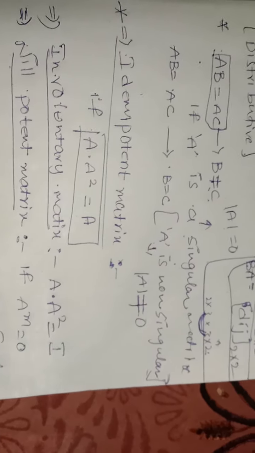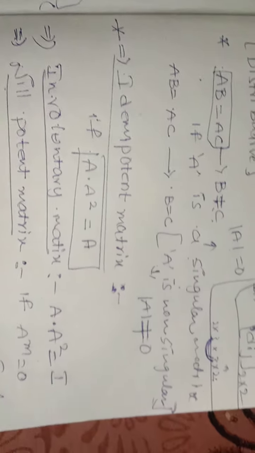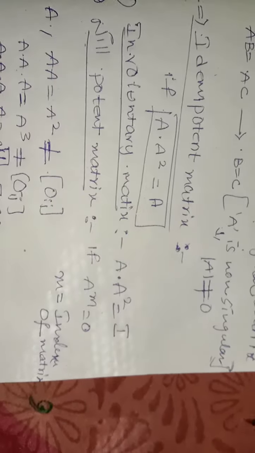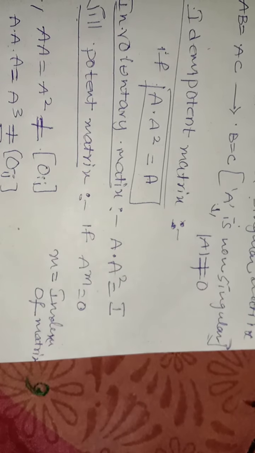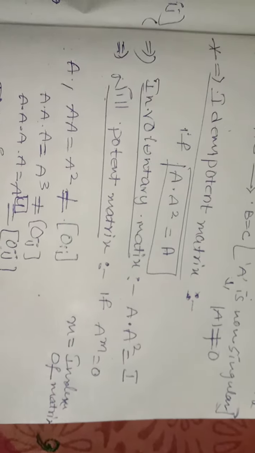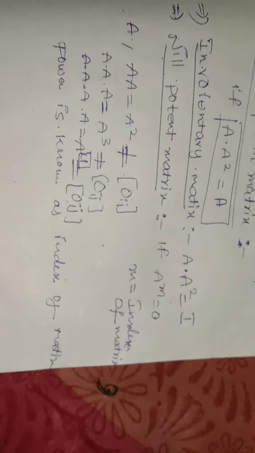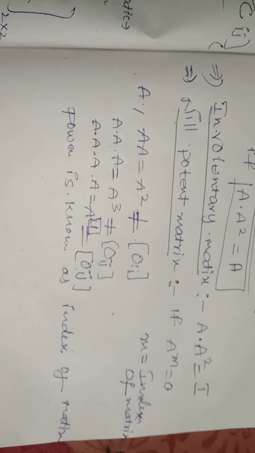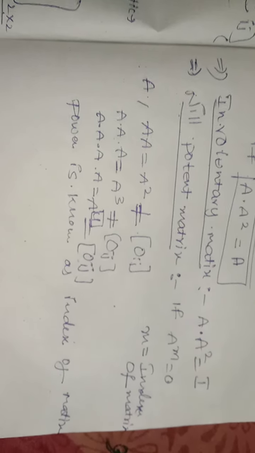Then the first term is the idempotent matrix, that is, A into A square equals A. Then the involuntary matrix, A into A square equals I. Nilpotent matrix, A power m equals 0. Then the power at which the matrix became a null matrix is known as the index of the matrix. Okay, this is today's session.